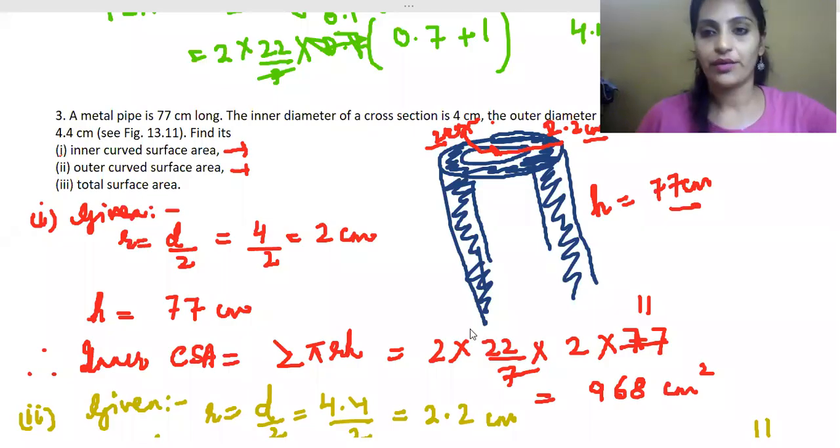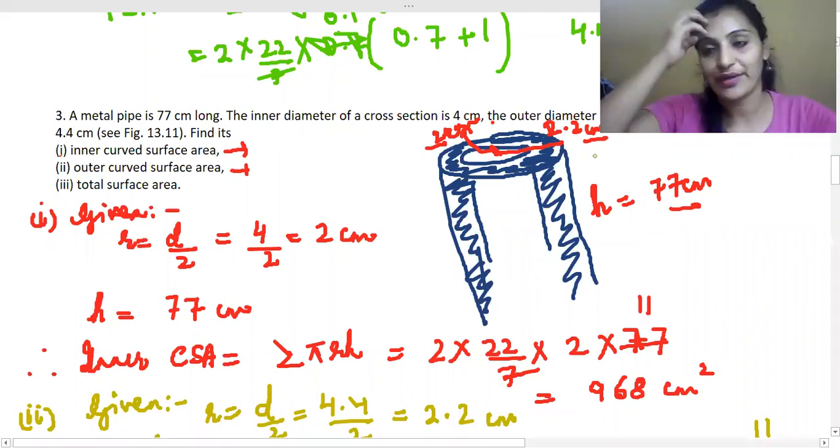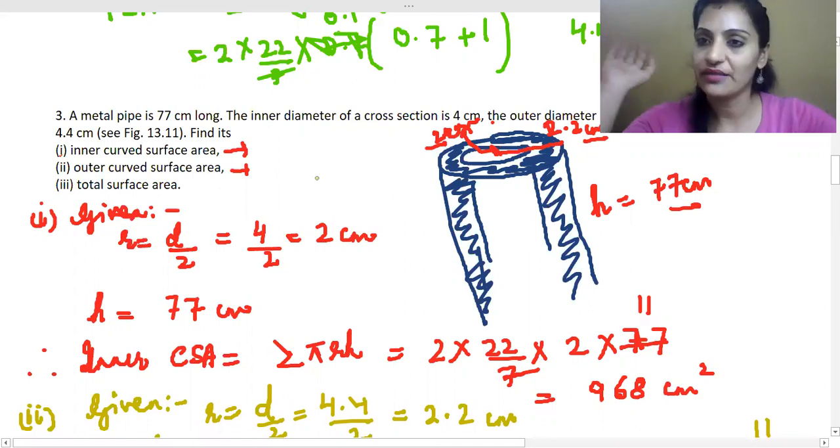Okay. 9th class. Now it's question number 3 of exercise 13.2. The question is, a metal pipe is 77 centimeter long. That means this will become our height.